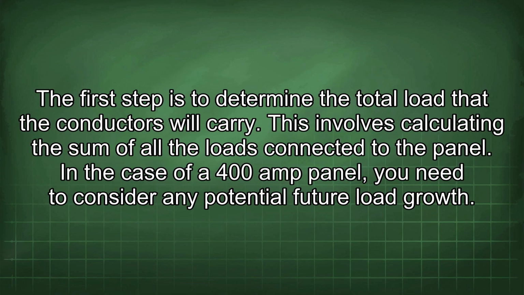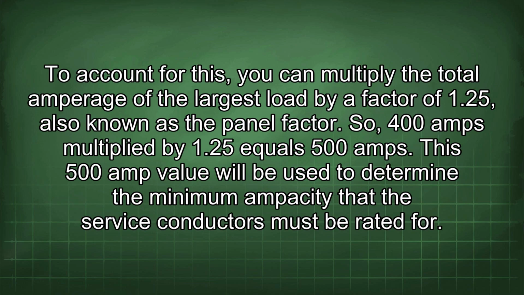The first step is to determine the total load that the conductors will carry. This involves calculating the sum of all the loads connected to the panel. In the case of a 400 amp panel, you need to consider any potential future load growth. To account for this, you can multiply the total amperage of the largest load by a factor of 1.25, also known as the panel factor. So 400 amps multiplied by 1.25 equals 500 amps. This 500 amp value will be used to determine the minimum ampacity that the service conductors must be rated for.